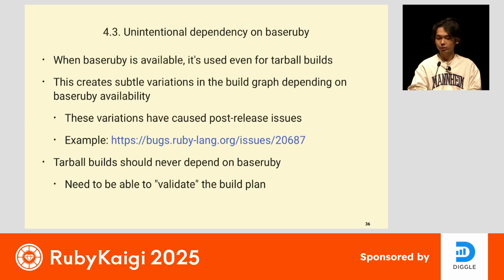And also, do you remember how we talked about base Ruby earlier? And here is where it became a problem. Even though turbo build should not depend on the base Ruby, they sometimes do when base Ruby is available. So this has caused real issues in the past. And the problem is that we cannot easily verify that a turbo build truly doesn't depend on base Ruby. So we need a way to validate our build plans to catch these issues before they affect users.